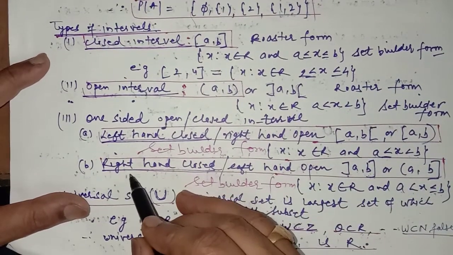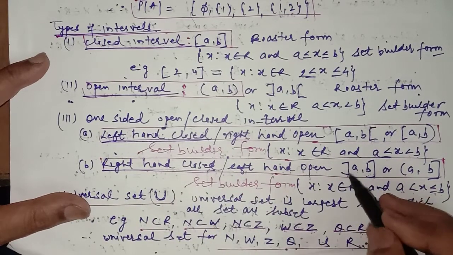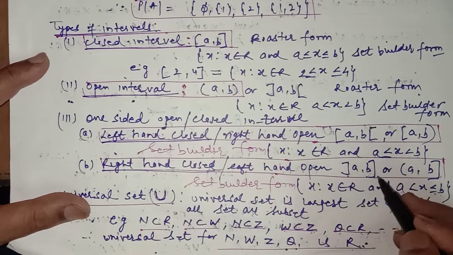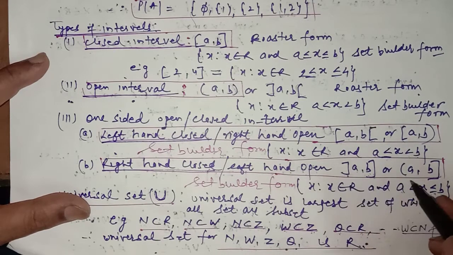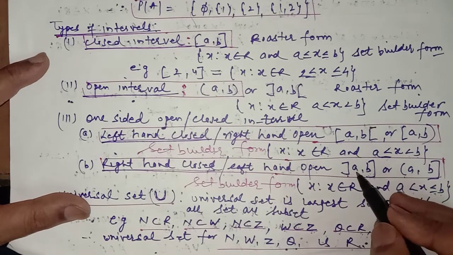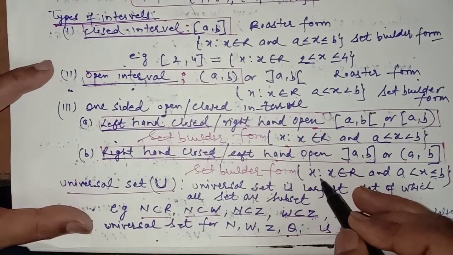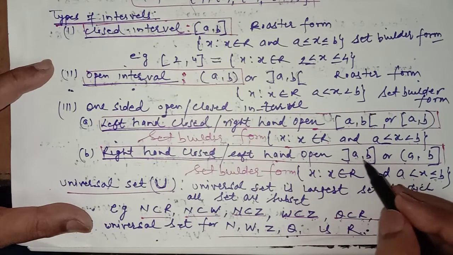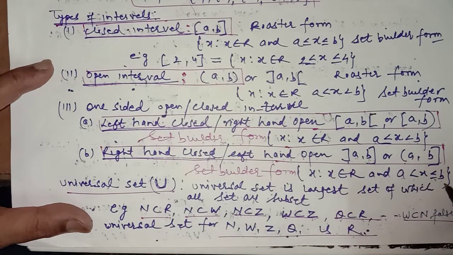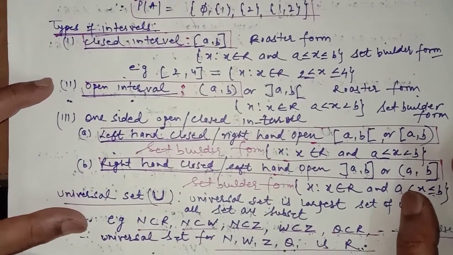Second, we have right hand closed or left hand open. We can say it is a right hand closed interval or left hand open interval. For the open side you write a simple bracket like this. It means in this a is not included, b is included. So the set builder form is x such that x belongs to real numbers and x is greater than a and less than or equal to b. a is not included, b is included in it. So these are the types of intervals, and these intervals contain the real numbers.